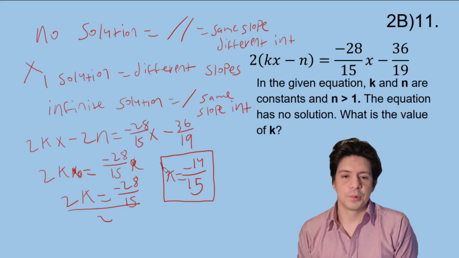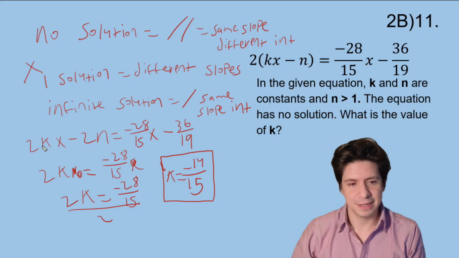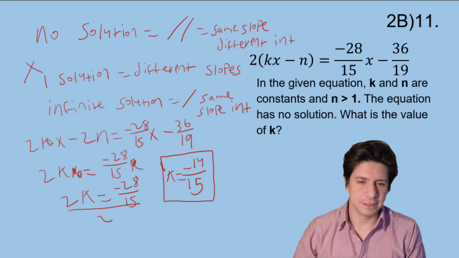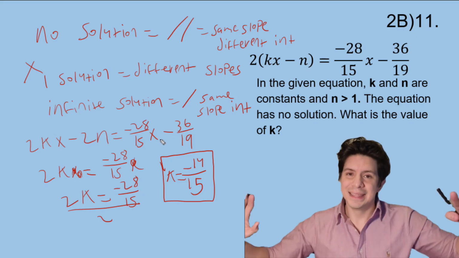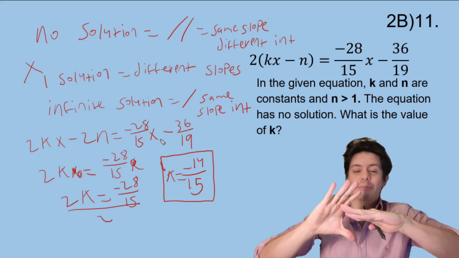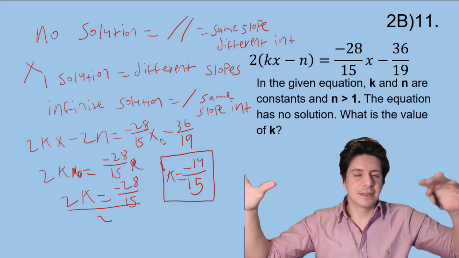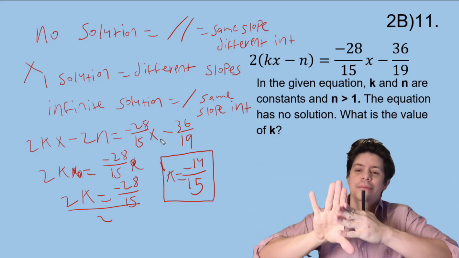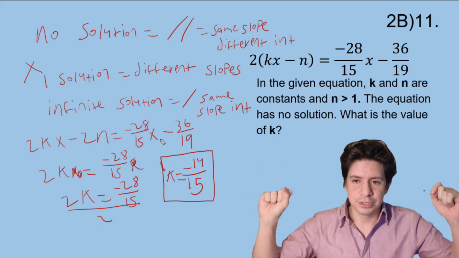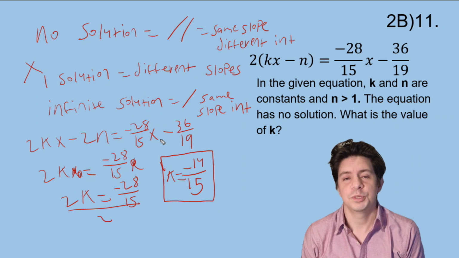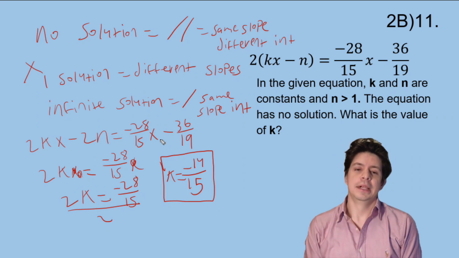So again, why does that work? Because if we plug that back in here, we're going to get negative 28/15x, negative 28/15x. The x's then cancel, and we're left with this negative 2n thing and this negative 36/19 thing. Who knows what's going on there, but they're not going to match up. And we are solid, okay?